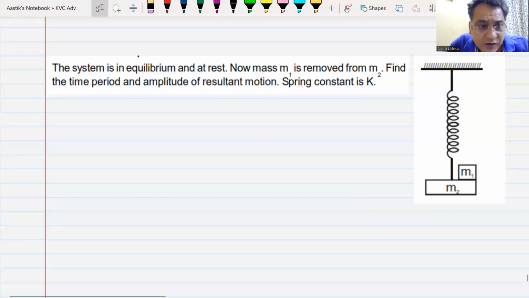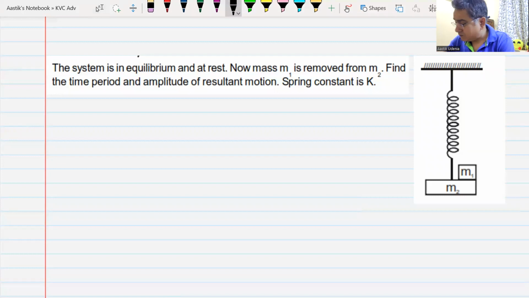So this is the first problem. Problem number 1. Understand the problem correctly and then try to solve it. The system is in equilibrium and at rest. Now mass M1 is removed from M2. Find the time period and the resultant amplitude of the motion. Spring constant is K.